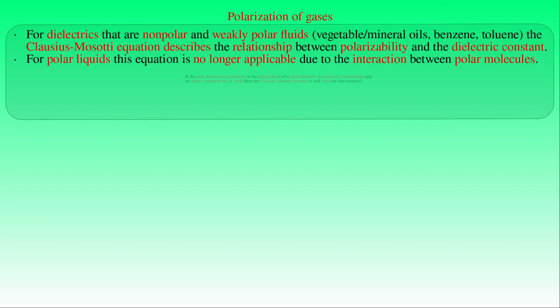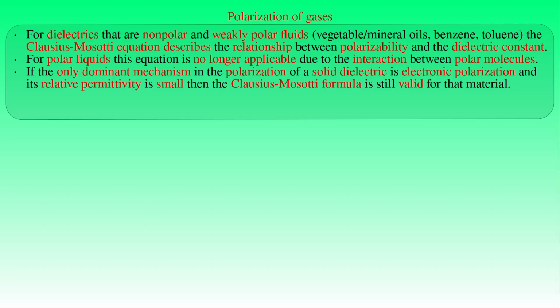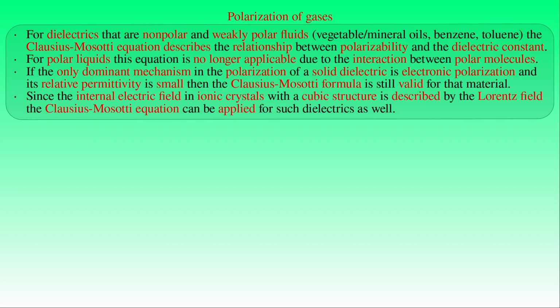If the only dominant mechanism in the polarization of a solid dielectric is electronic polarization and its relative permittivity is small, then the Clausius-Mossotti formula is valid for the given insulating material. Since the internal electric field in ionic crystals with a cubic structure is described by the Lorentz field, the Clausius-Mossotti equation can be applied in this case as well. In general, determining the relationship between polarizability and dielectric constant is not an easy task.